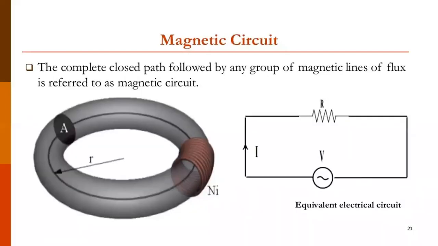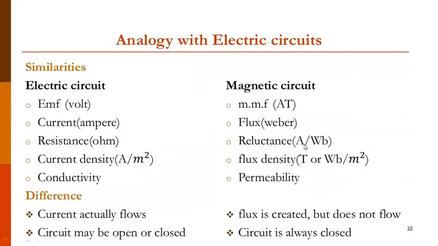Then let us discuss the magnetic circuit. We already covered this topic. The magnetic circuit is nothing but the complete closed path followed by any group of magnetic lines of flux. This is a simple magnetic circuit shown. N number of turns of the coil are wound on that magnetic circuit. Here is the equivalent electrical circuit. And let us see the analogy between electric circuit and magnetic circuit.